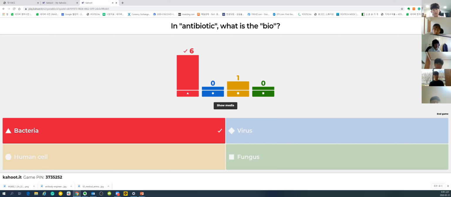Okay, in this case, antibiotic is against, anti means against, right? Pro means it's in favor of or for. So antibiotic means it's against bacteria. Then we can think, who makes the antibiotic? Who produces antibiotics in nature?